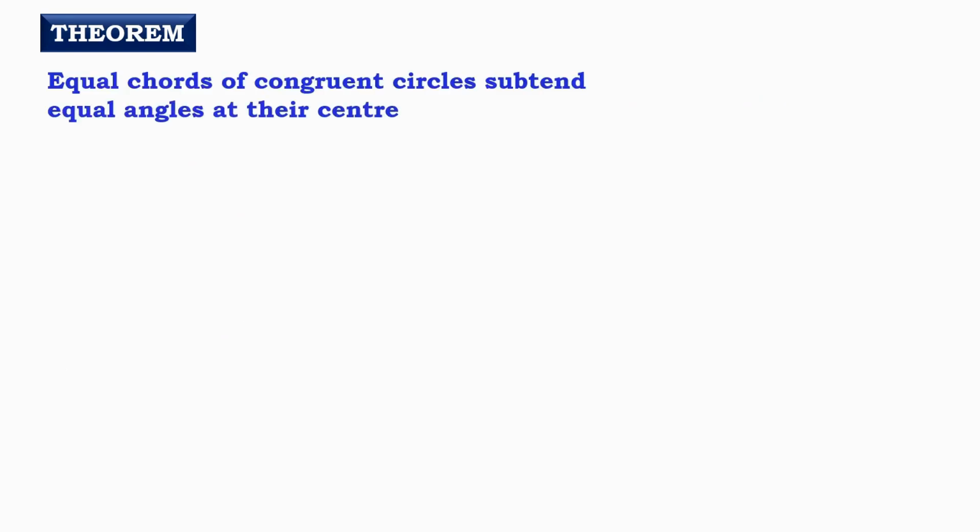Now let's come to the theorem. The first theorem is: equal chords of congruent circles subtend equal angles at their center. Here we are introducing a new term called subtend. Subtend, I will explain, don't worry. What do we mean by subtend over here? One thing is given, that is congruent circles. So let us draw congruent circles.